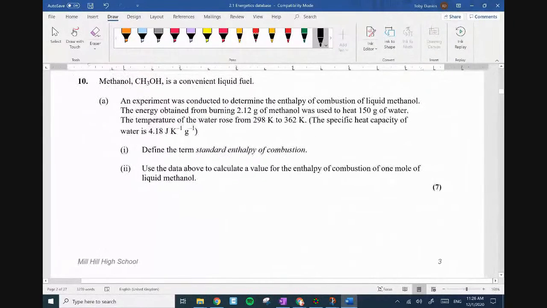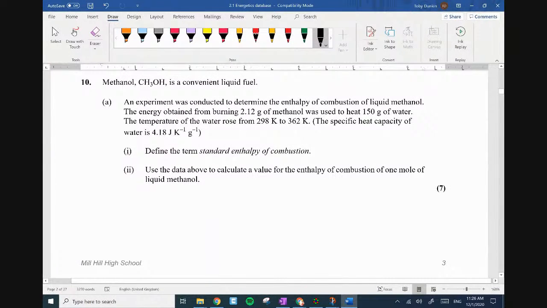Right. 7 marks. An experiment was conducted to determine the enthalpy of combustion of liquid methanol. The energy obtained from burning 1.12 grams of methanol was used to heat 150 grams of water. The temperature rose from this to this. Define the enthalpy of combustion: the heat energy change when 1 mole of methanol is completely burnt in excess oxygen, forming CO2 and water only, all in their standard states and under standard conditions.